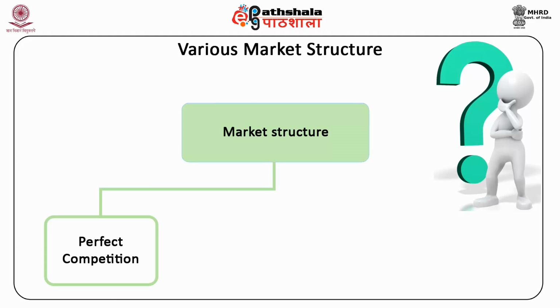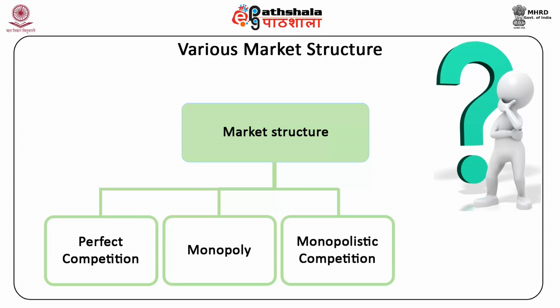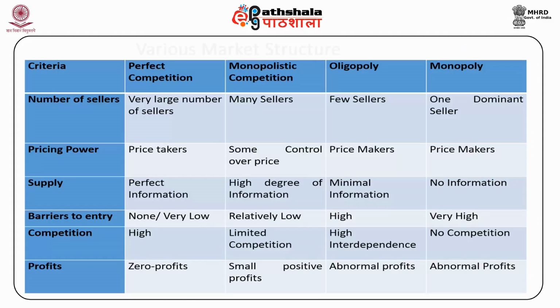On the basis of competition, market structures can be classified in the following ways. First, perfect competition. Second, monopoly. Third, monopolistic competition. And fourth, oligopoly. The following table presents and compares the characteristics of each of the market forms on the basis of various criteria. From the table, we find that differences in market structure arise due to the differences in the number of sellers, pricing power, barriers to entry, profits, and competition policies of a firm.